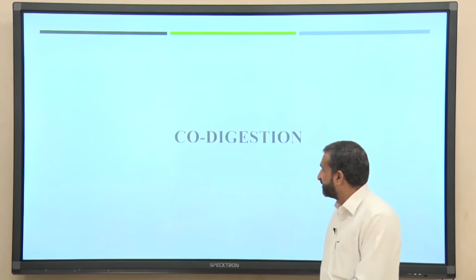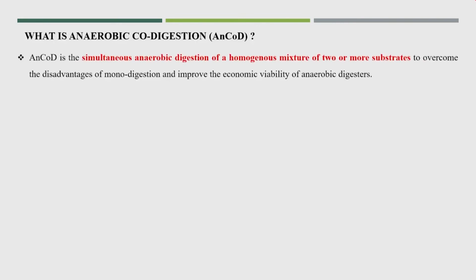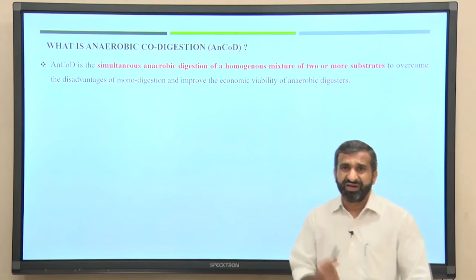the mechanical pretreatment process. Now, for the co-digestion process, what is anaerobic co-digestion? Anaerobic co-digestion is the simultaneous anaerobic digestion of a homogeneous mixture of 2 or more substrates to overcome the disadvantages of monodigestion and improve the economic viability of the anaerobic digester. So, this is another idea about the hydrolysis process.